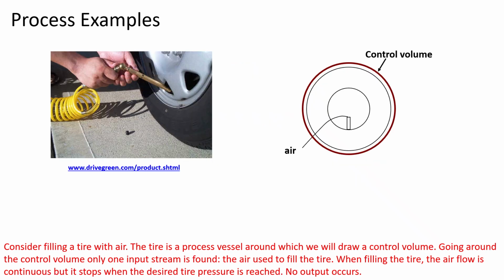Consider filling a tire with air. The tire is a process vessel around which we'll draw a control volume. Going around the control volume, only one input stream is found, the air used to fill the tire. When filling the tire, the airflow is continuous, but it stops when the desired tire pressure is reached. No output occurs.